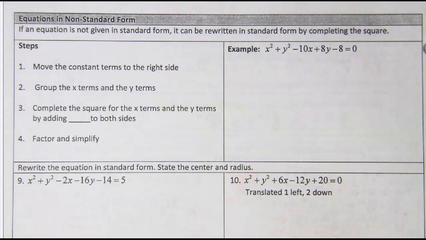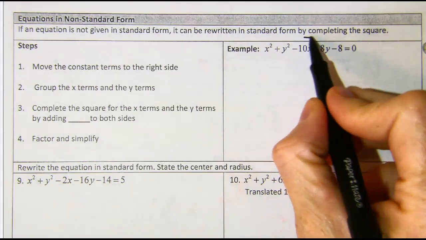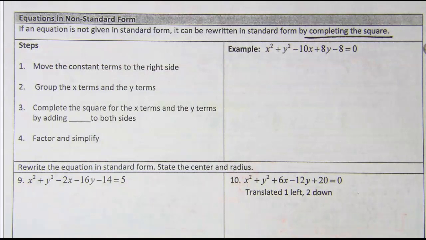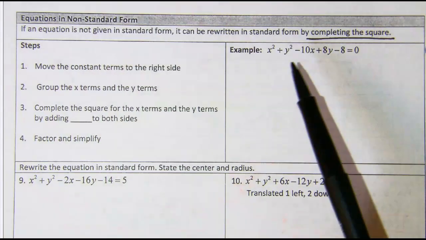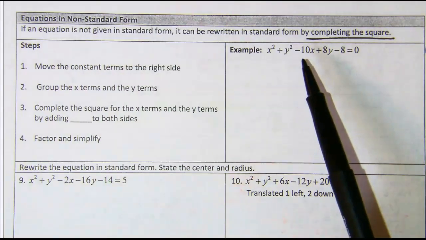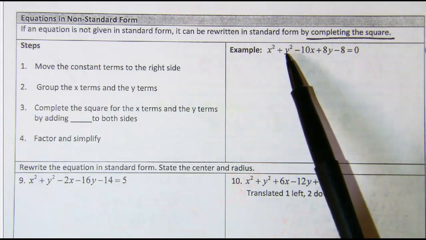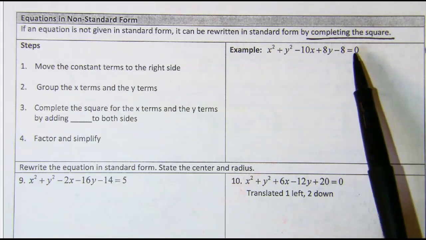Now we are going to look at circle equations that are in non-standard form. If an equation is not given in standard form, it can be rewritten in standard form by completing the square. So we had our algebra refresher. Now we're actually going to do this, completing the square, to write the non-standard form. If you look at this example, it looks very scary. There are two squares in it, the x is squared and the y is squared, and we have other coefficients.